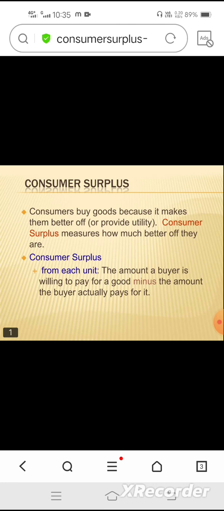the amount a buyer is willing to pay for a good minus the amount the buyer actually pays for it. Here the amount a buyer is willing to pay means the potential or the ability to pay for the good. That is called willing to pay. And the buyer actually pays means some price will be fixed in the market by the producer only. So that is called actual pay. Willing to pay for a good minus the amount the buyer actually pays for it, so this is called consumer surplus.